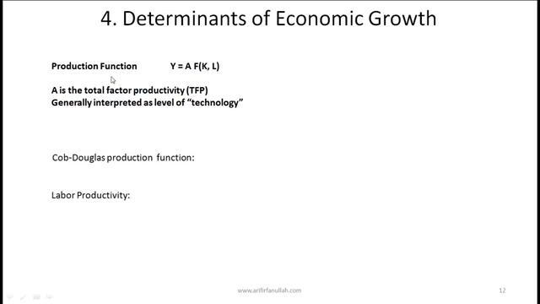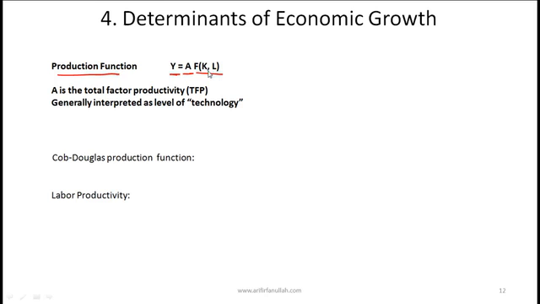The first basic concept to understand is that of the production function. So here is a very simplistic relationship. Y represents output of a given economy. A is the total factor productivity, also generally interpreted as technology by economists. And then in this simple relationship, we are just showing F(K, L), which means that total output is a function of capital and labor. So we are just taking two inputs here.